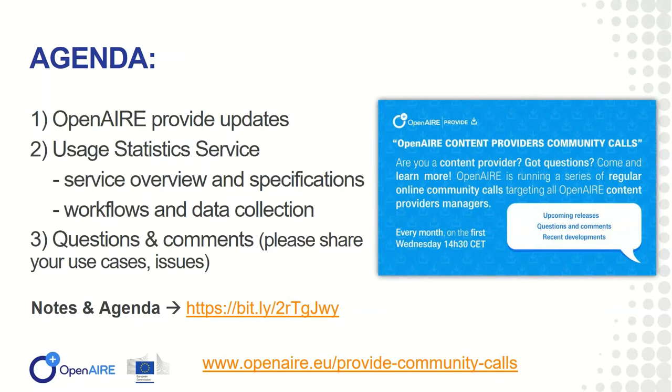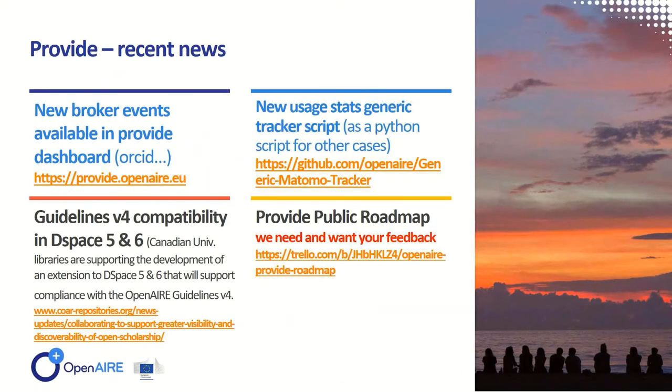Before I give the floor to my colleagues in charge of the user statistics service, I just want to highlight four different things. There are always, of course, lots of other activities in OpenAIRE that I would also highlight. The public consultation that we are running until January about the new enriched research graph that we have available. Please go to the OpenAIRE portal and check the information about this public consultation. I think some of you also received it via our newsletter.